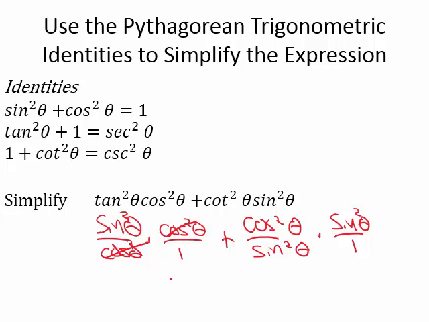will cancel or reduce to give us 1, leaving us with just sine squared over 1 or just sine squared theta. Plus sine squared over sine squared will cancel to give us 1, leaving us with just cosine squared theta. Now we can use our Pythagorean trigonometric identities to note that sine squared plus cosine squared is equal to 1. So that long expression right there simplifies to 1.